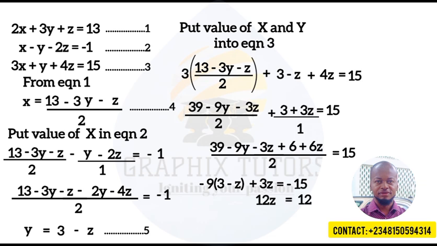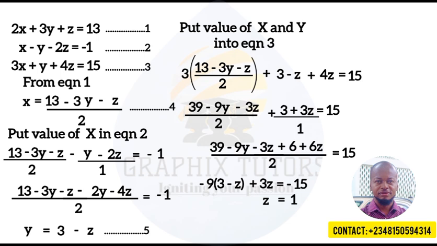So now 12z will be equals to 12, right? So make z the subject of the formula, divide both sides by 12. So z will now be equals to what? 12 over 12. Because 12z over 12 is equals to 12 over 12. So 12 will cancel 12 here to remain z, and 12 over 12 is 1. So my z is equals to what? 1. So we're good with that. We'll get our value for z.